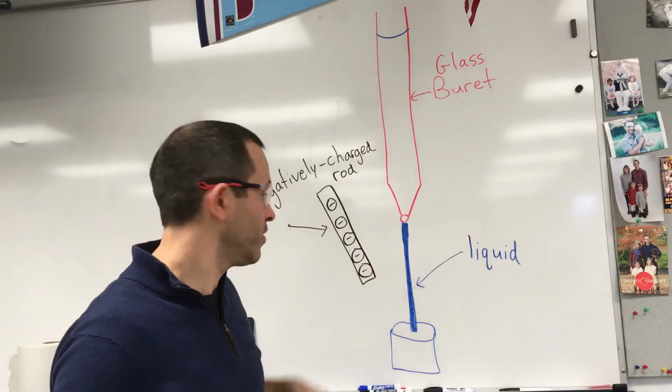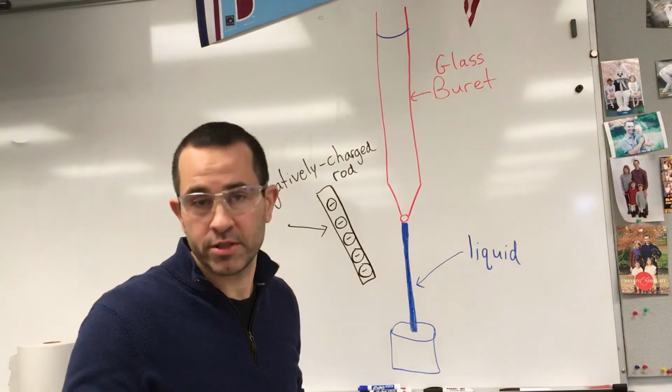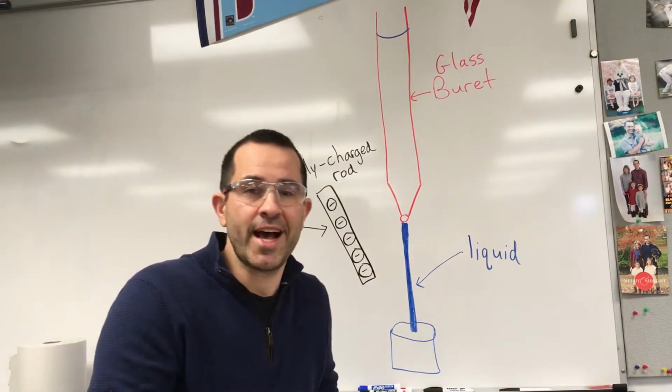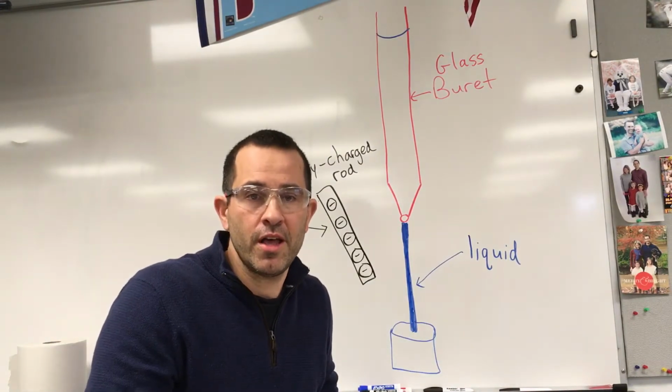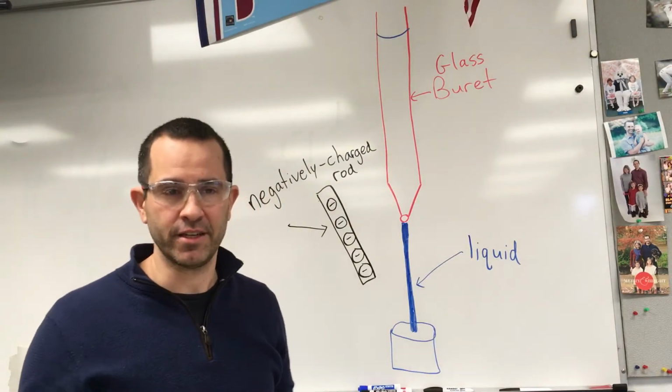So we're going to test 4 liquids in this lab. We're going to test water, isopropanol, which is this rubbing alcohol, acetic acid, which is basically vinegar, and the fourth one is hexane. Hexane is very similar to like gasoline.